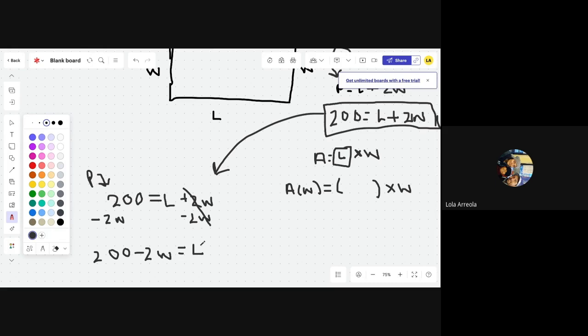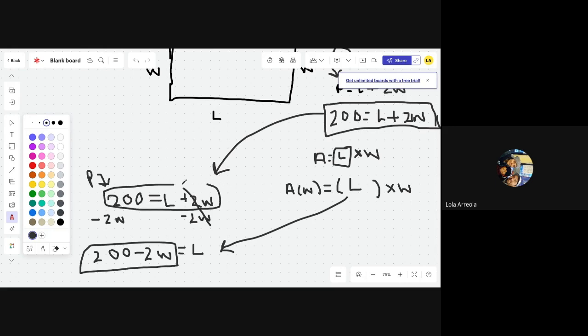Okay, notice, instead of having length times width, I don't want us to have two variables in an equation. It's only asking for area as a function of W. So that means we should only see W there. What else is equal to L? This guy: 200 minus 2W. So do you guys see how I used my perimeter equation? 200 is equal to L plus 2W. I solved for L so that I could write L in terms of W.